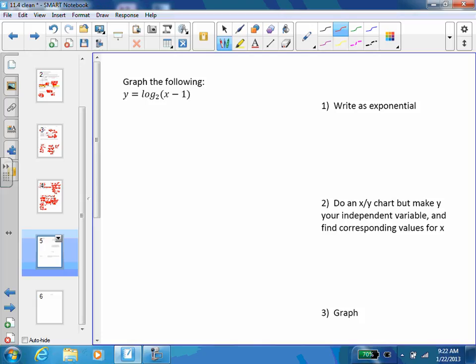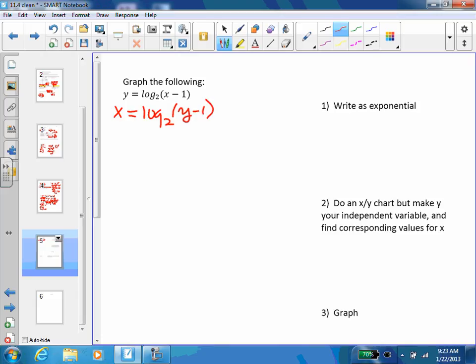All right, so the first thing that we want to do, though, is switch the x and the y. If we're writing it as an exponential, isn't that the inverse, the reciprocal or the inverse of that? So the first thing that you do when you do your inverse is you switch your x and your y. So x is equal to log base 2 of y minus 1. Because remember, we're going to have to solve for y.